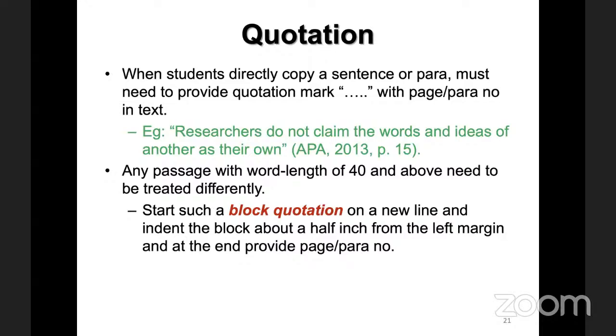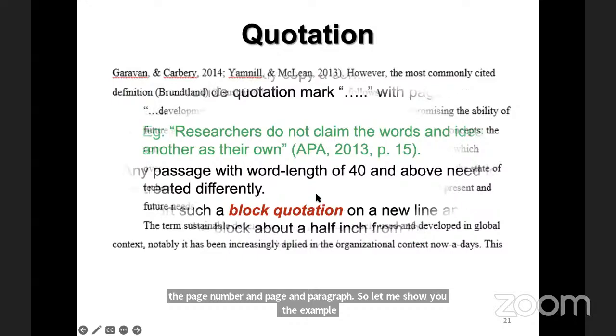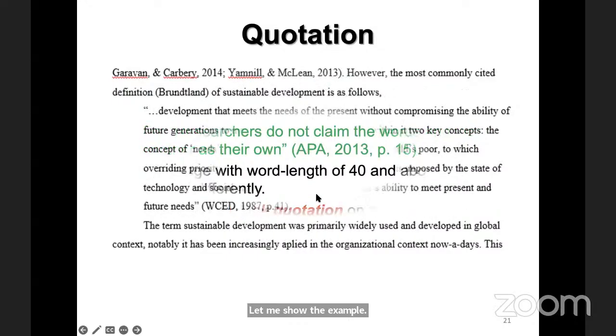It is called a block quotation. You start it on a new line, and you need to indent the block quotation about half an inch from the left margin, and at the end provide the page number and paragraph. So let me show you the example. So this is the example.